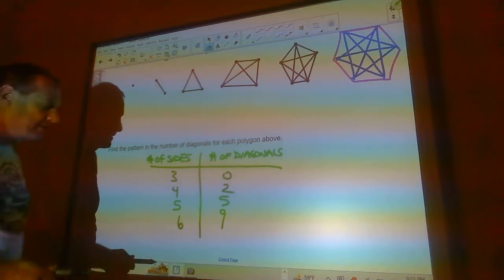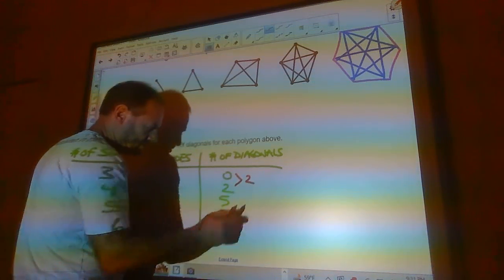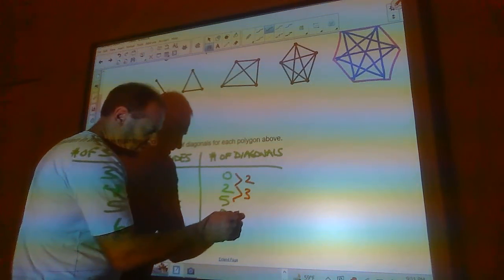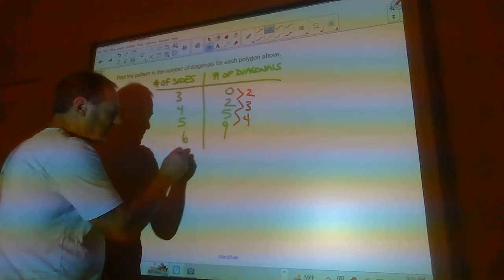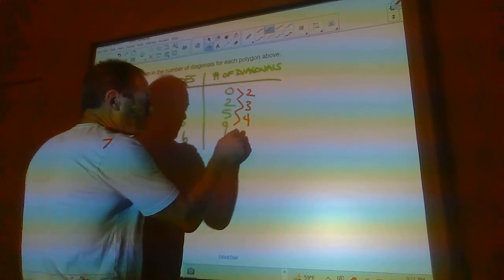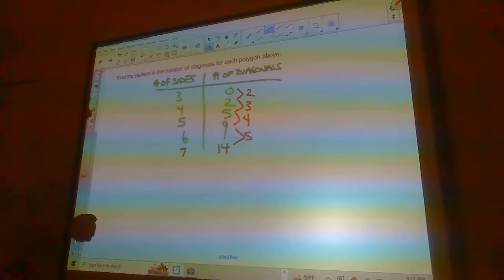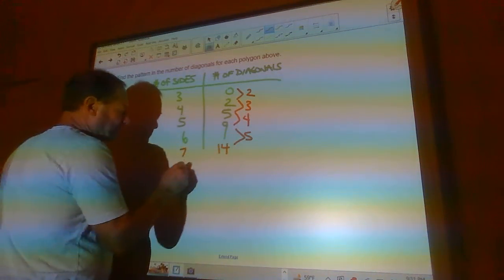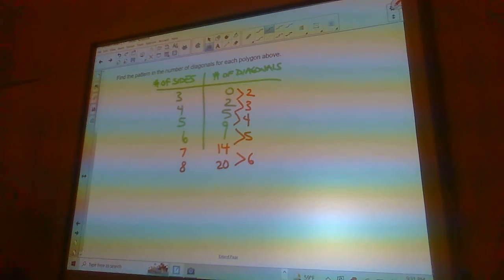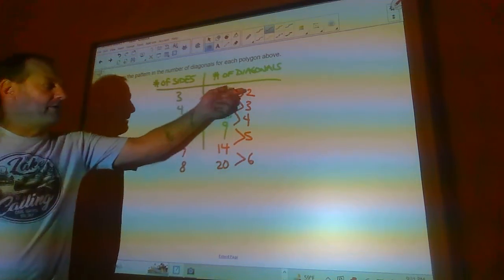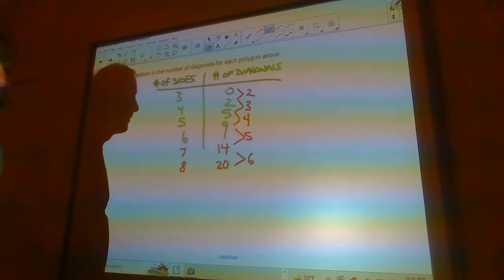Well, there's kind of an easy pattern and a difficult pattern. The easy way to do this would be to say, well, that goes up by 2. That goes up by 3. That one goes up by 4. So the next one, if it had 7 sides, would have 5 more, so that's going to be 14. And then the next one, if I had 8 sides, would go up by 6, and I would have 20 diagonals. Okay. So I can kind of see a pattern. The pattern I can explain is, hey, the number of diagonals goes up by 1 more each time.